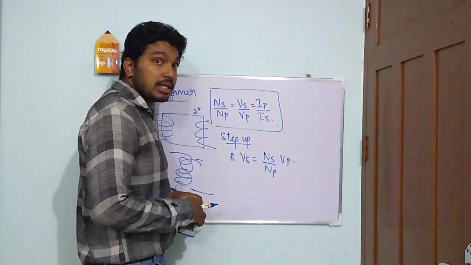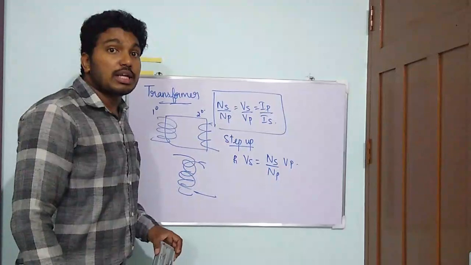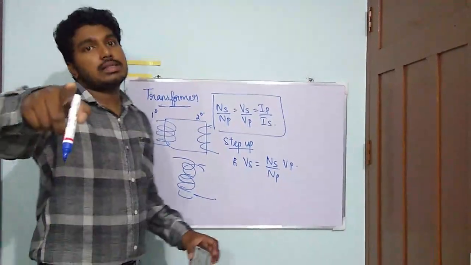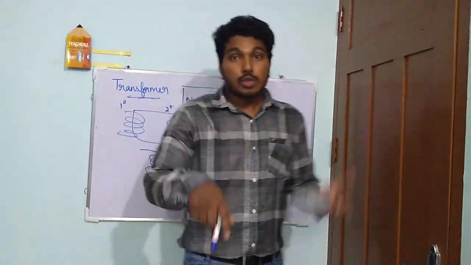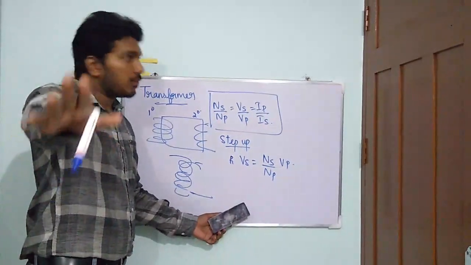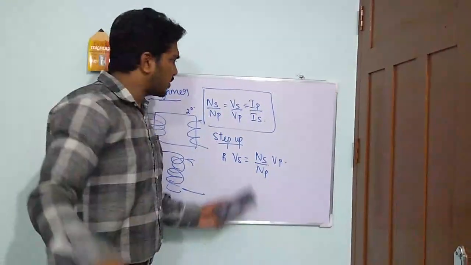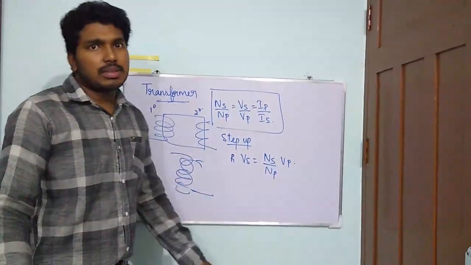Step down means, yes, the number of turns in the primary should be greater than the number of turns in the secondary. Is the point clear? So step up and step down. I'm not writing step down there. I hope you have understood the point. Okay, step up, Ns is greater than Np. Just remember one side, you'll be able to remember the other one.